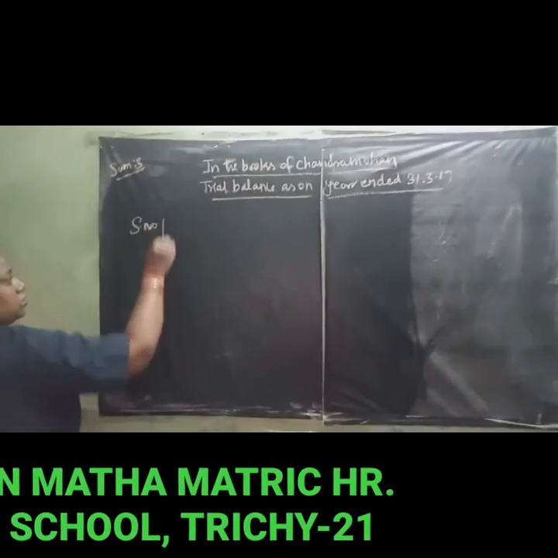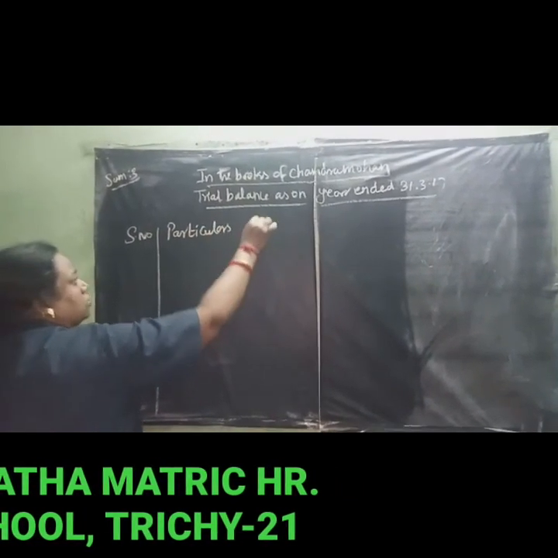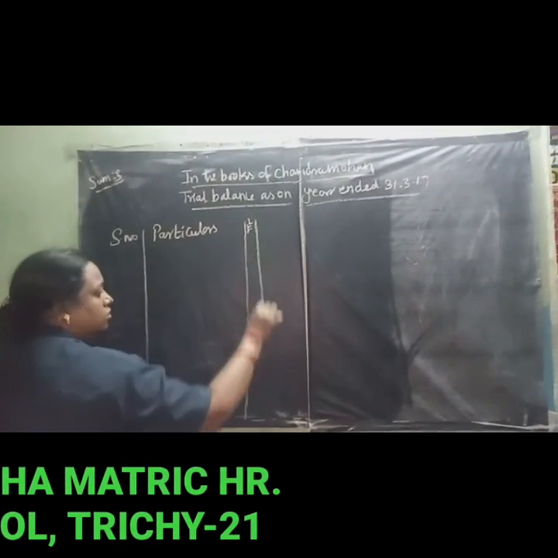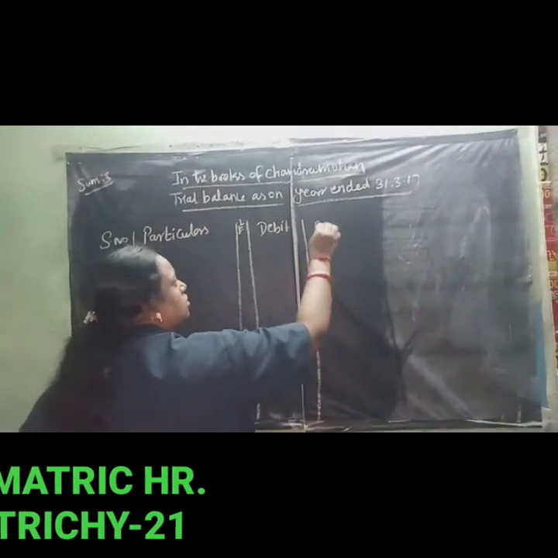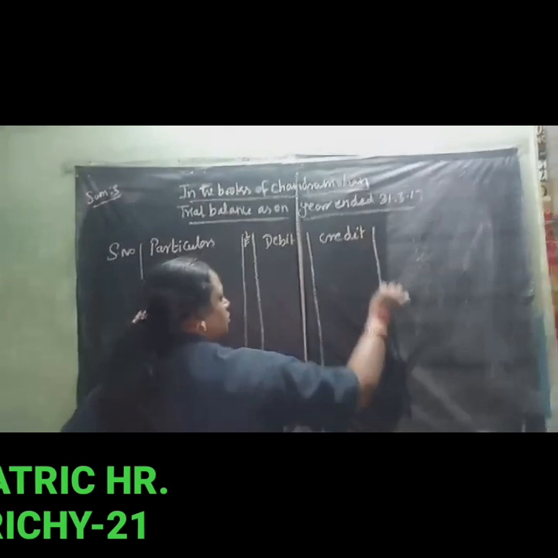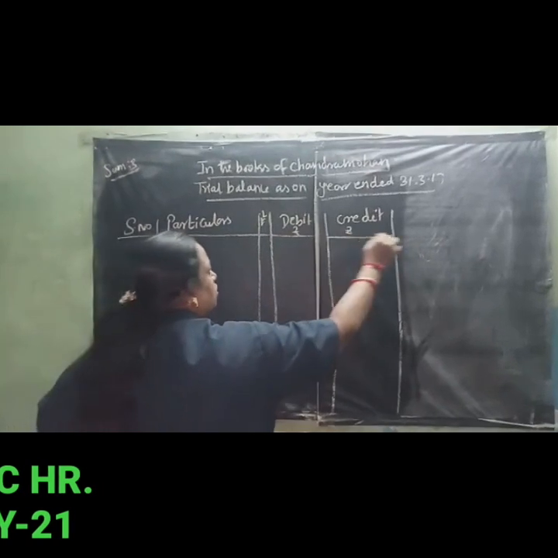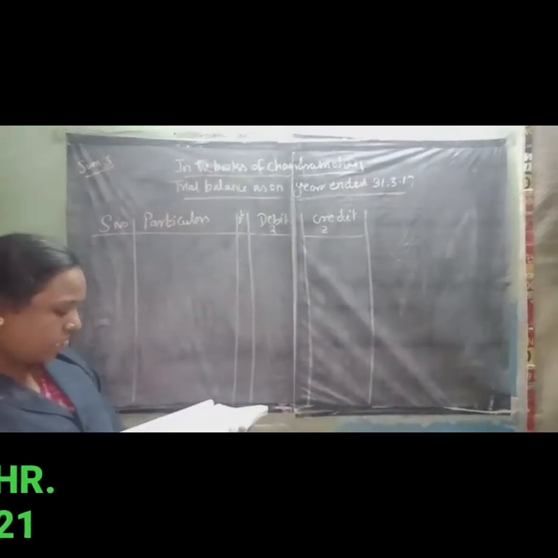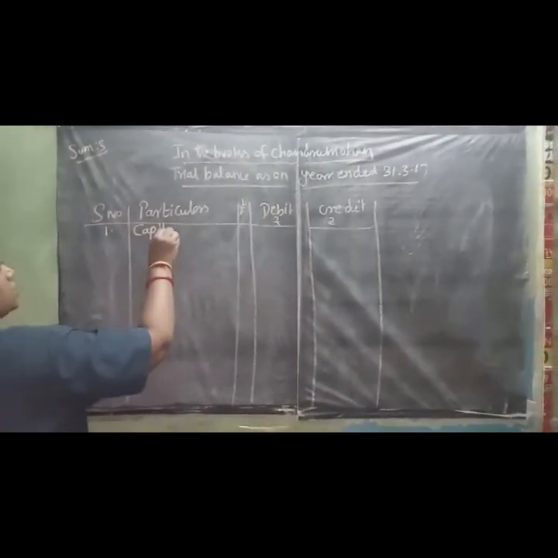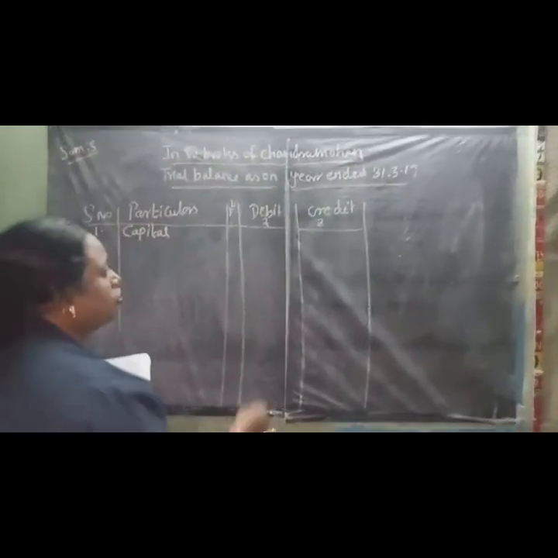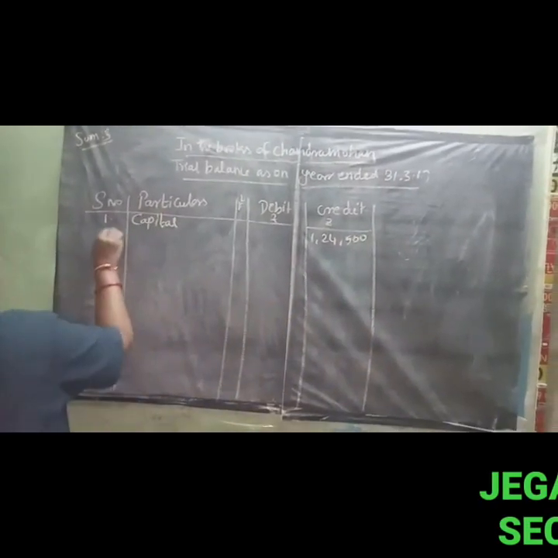Serial number, particulars, LF, debit and credit. So first one, capital 1,24,500. Capital is a liability. So you have to write on the credit side 1,24,500.